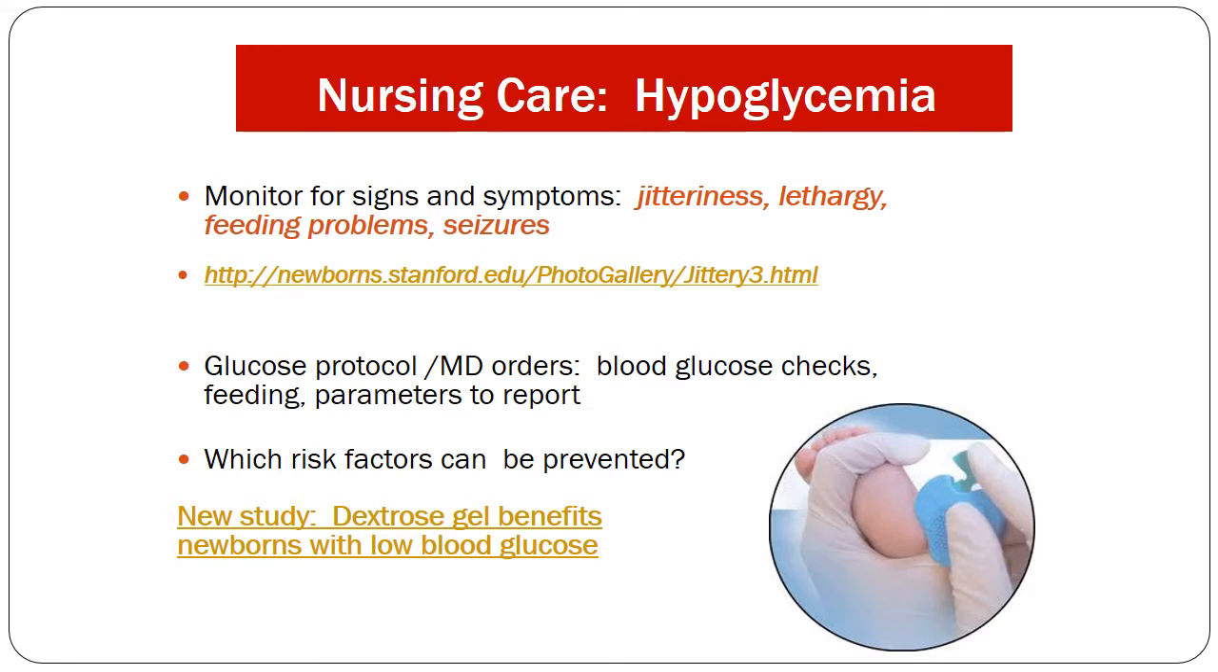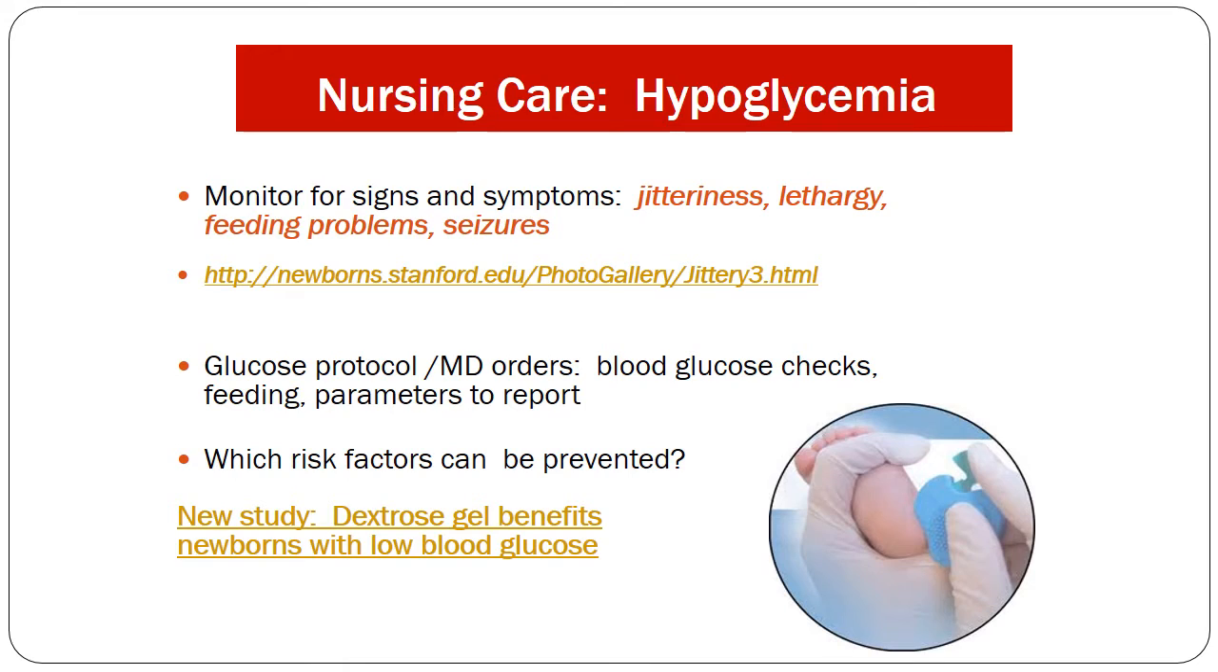So some signs that we're looking for, we want to monitor for signs and symptoms of hypoglycemia. The babies will be jittery, they'll be lethargic, they may have feeding problems, they just don't have the energy to feed. Feeding takes energy. They may have seizures. There's just some photo links for looking at jittery babies. There's typically a glucose protocol in each nursery about how often to do glucose sticks, and how much to feed, and the feeding and the parameters to report.